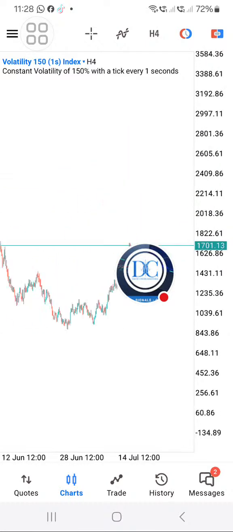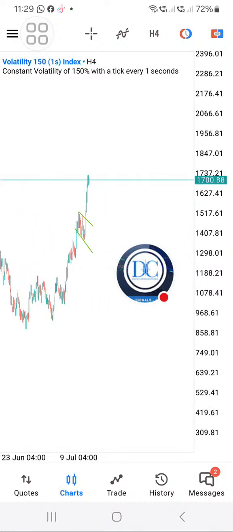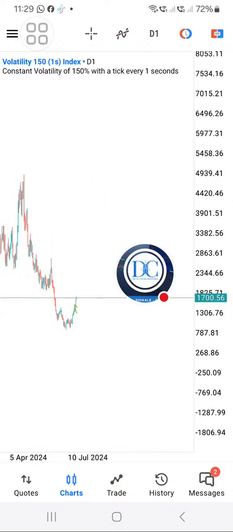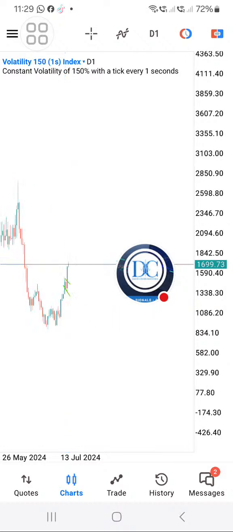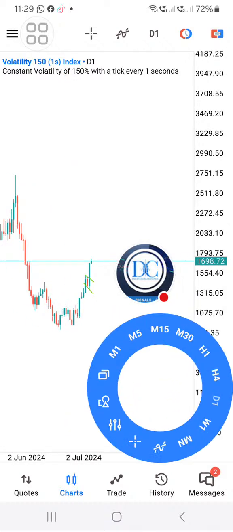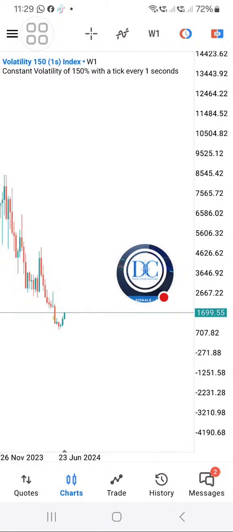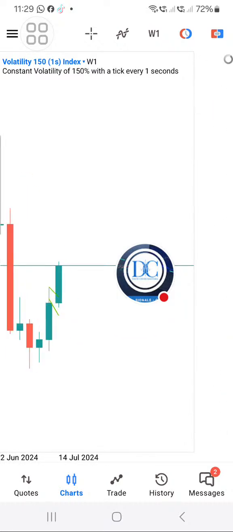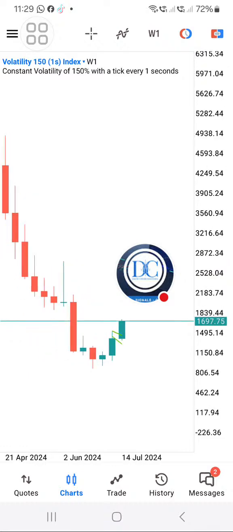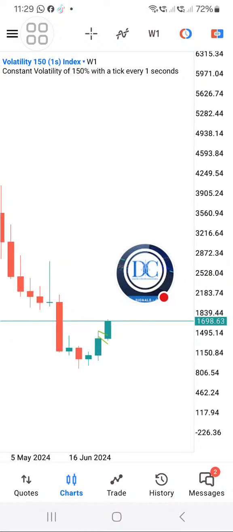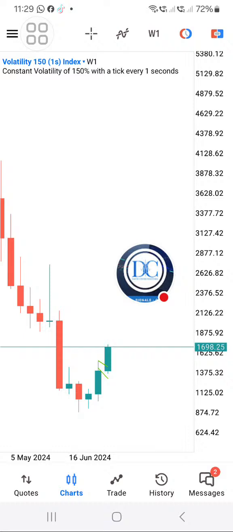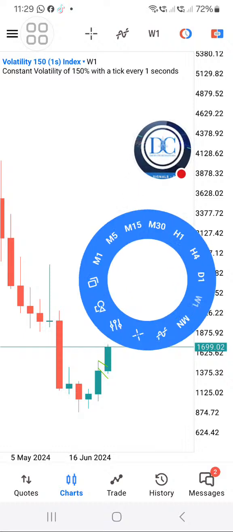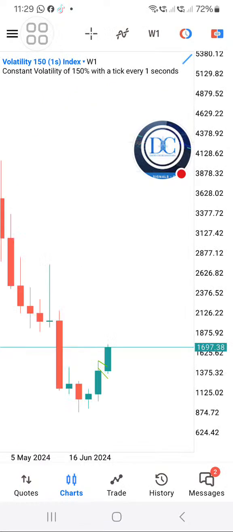Why is price consolidating at this particular price? There's a possibility that it actually is to push up for some time. Maybe for the next week we should be looking for buying opportunities. Let me just go and check the weekly candles. There is a possibility that price, okay, there's a fair value gap. This week I think VIX 150 1S will push up and come to close this fair value gap here.